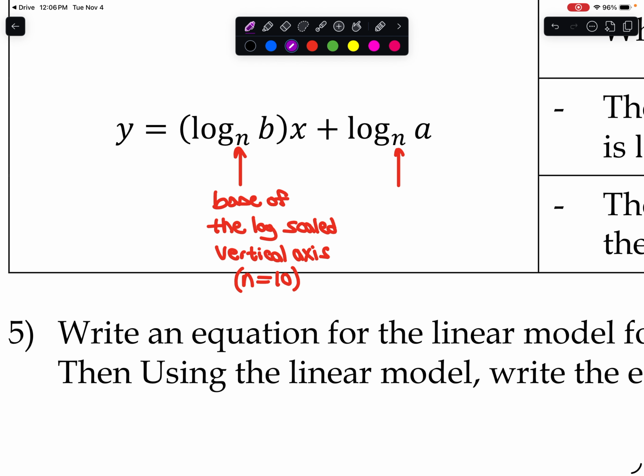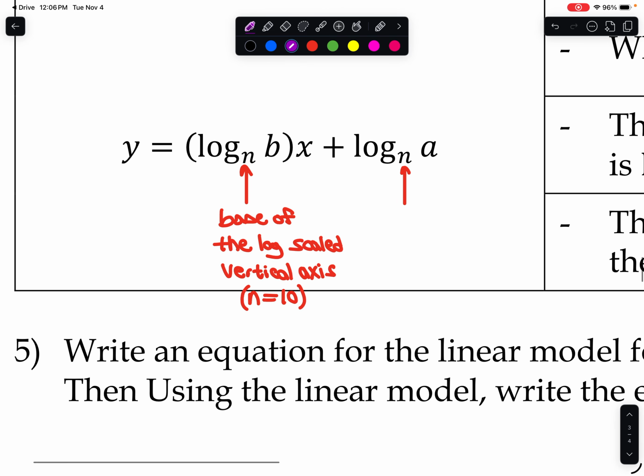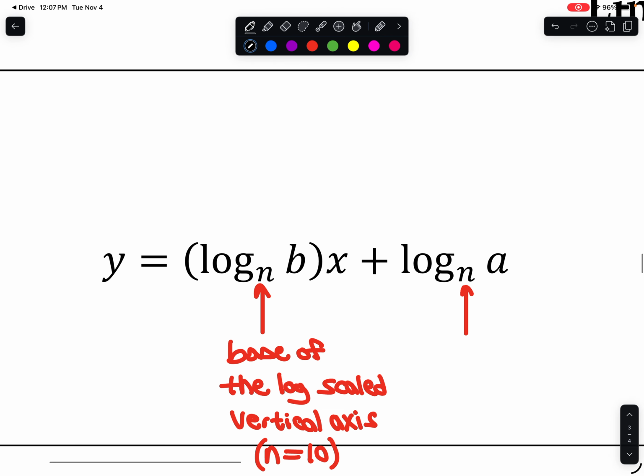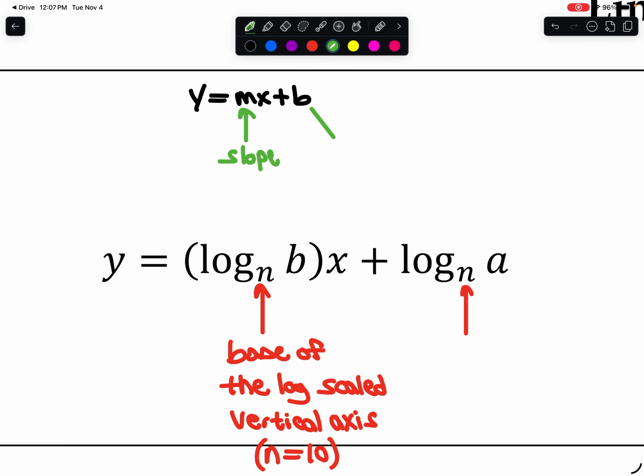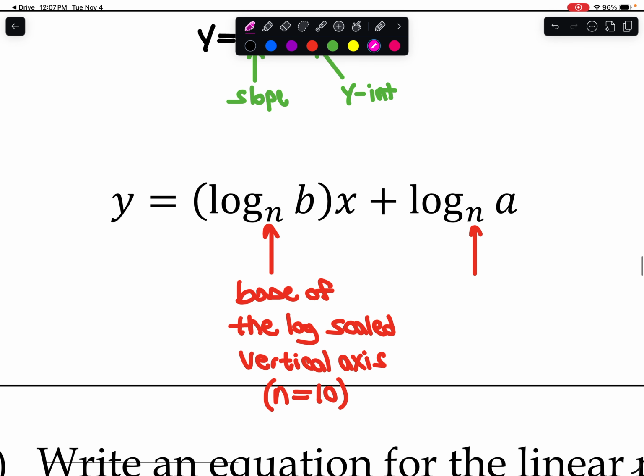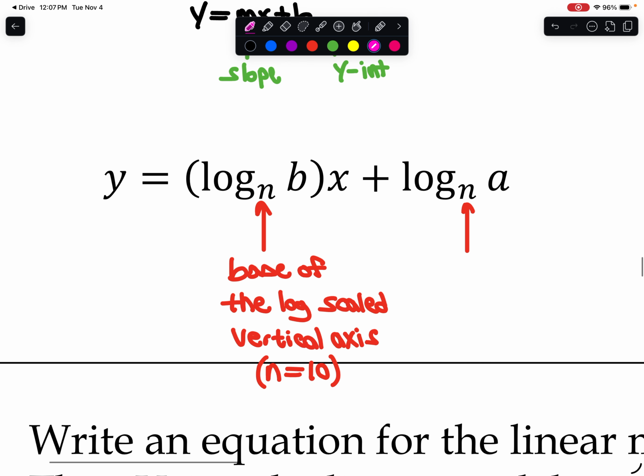Okay, and then we're also going to look at your equation setup in general. As you hopefully noticed, this is going to be in the same form as slope-intercept form, y equals mx plus b, where your m value, of course, is going to represent your slope. And then your b value up here is going to represent your y-intercept. So we're going to translate the same idea over to your linear model for your semi-log plots. So your log base n of b right here is going to represent your average rate of change.